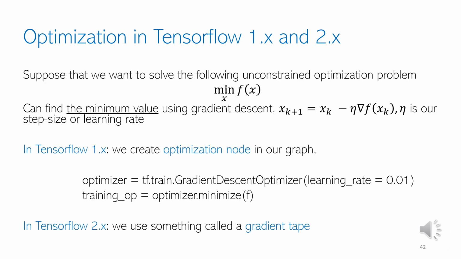In TensorFlow 1, as you can imagine, we need to create an optimization node in our graph. Like here you see, we define an optimizer node using tf.train.GradientDescentOptimizer, and we need to specify the learning rate. Next, we can call this optimizer's minimize function. So this training operation is a node in our graph. And once we create our session, we can call this training op node, and this will just run one step of gradient descent for us. In TensorFlow 2, on the other hand, we use something else called gradient tape.